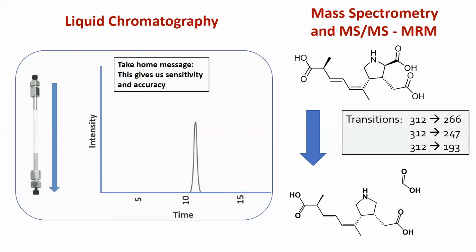So that was kind of a long spiel there to try to explain that. But the take-home message is that this type of analysis, this LC-MS-MS with MRM, gives us very, very good sensitivity. We can measure low levels of domoic acid, and it gives us absolute accuracy. So we are quite sure that we are measuring domoic acid.